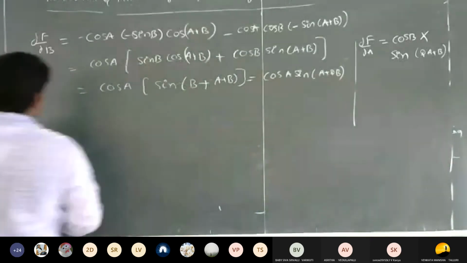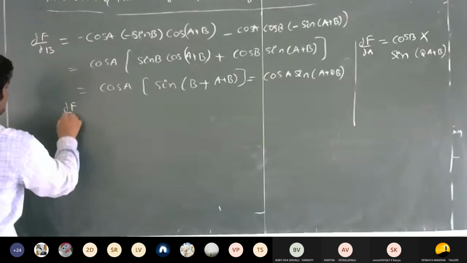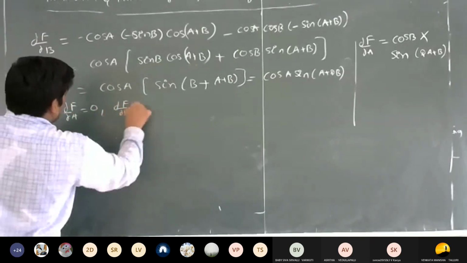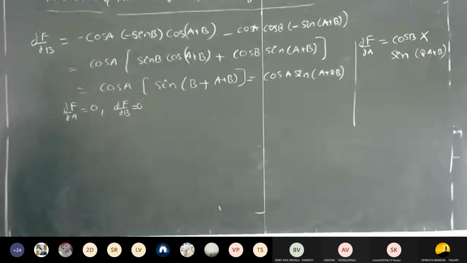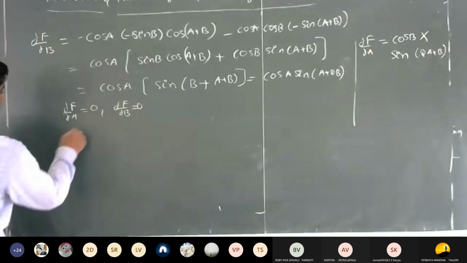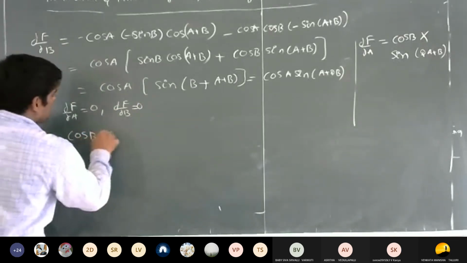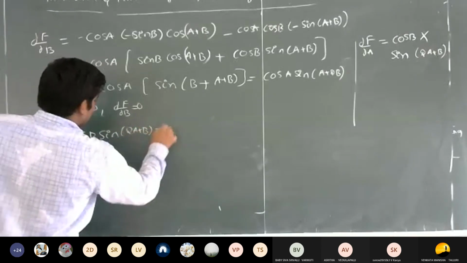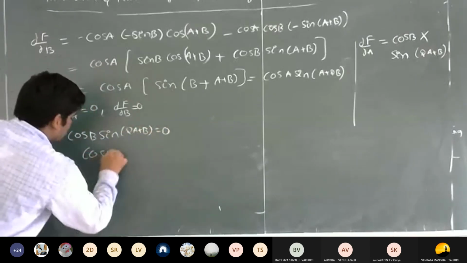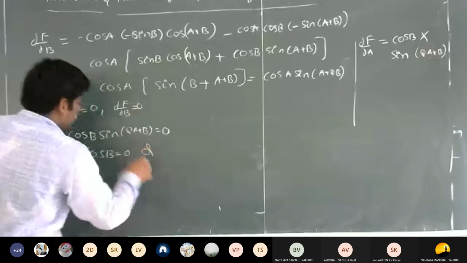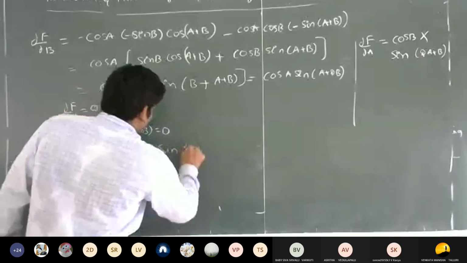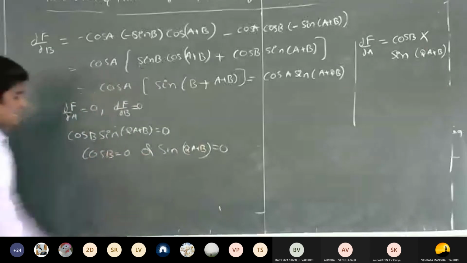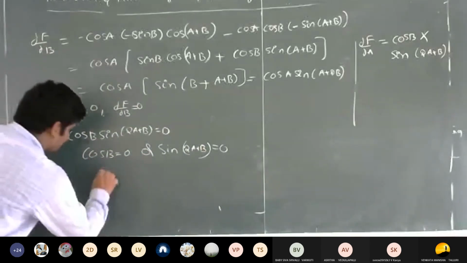The second step is to calculate the stationary point by equating dou F by dou A equal to 0 and dou F by dou B equal to 0. First one: cos B into sin of 2A plus B is equal to 0. That is, cos B is equal to 0 or sin of 2A plus B is equal to 0. So cos B is equal to 0, which means B is equal to what?